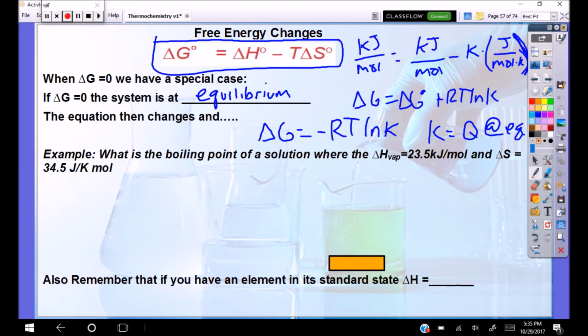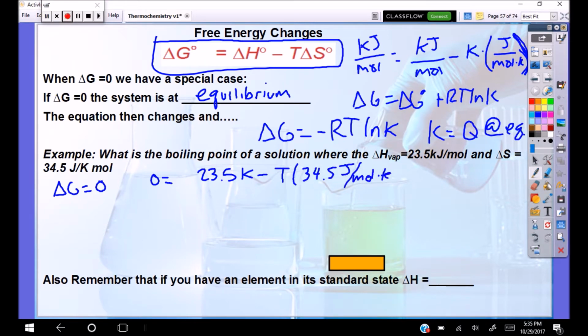The only thing that's changing is that the energy is being applied to breaking them apart from their more ordered state to the more disordered state, and vice versa. So we can actually say that delta G equals 0 in this situation. So we want to know what the boiling point is. We can say that 0 is equal to 23.5 kilojoules minus T, and then my delta S, which is 34.5 joules per mole Kelvin.